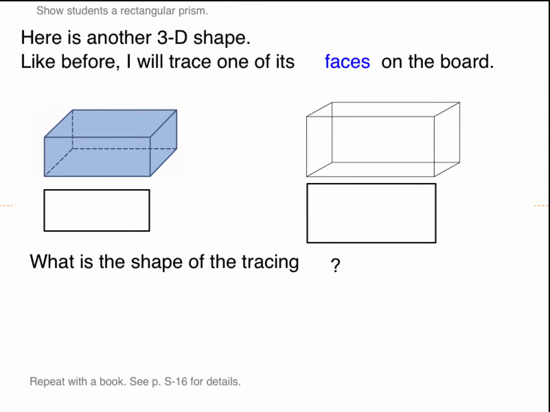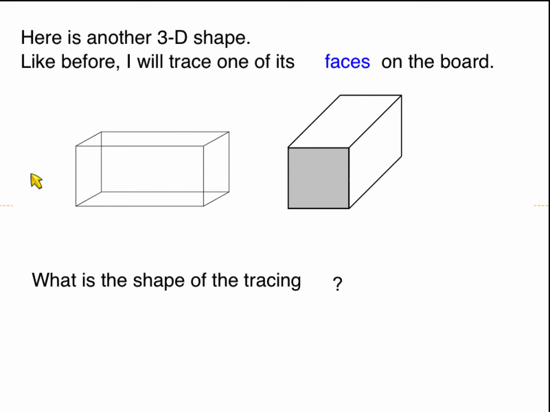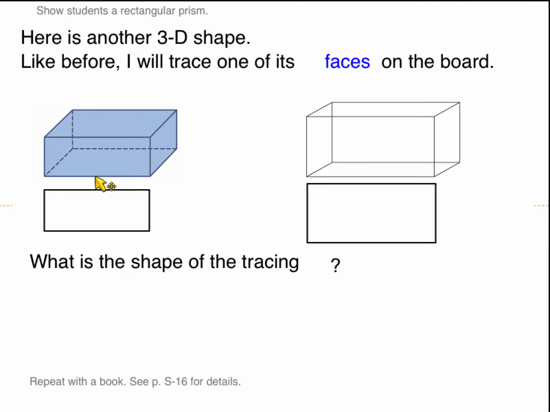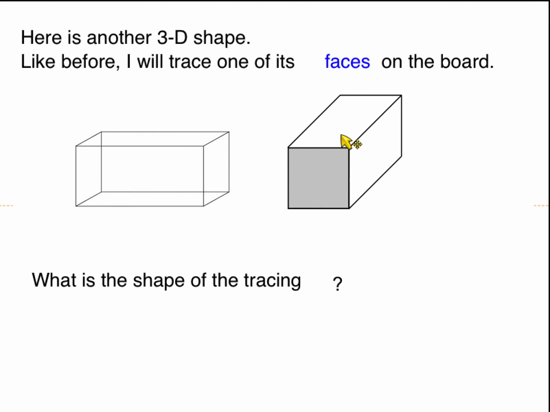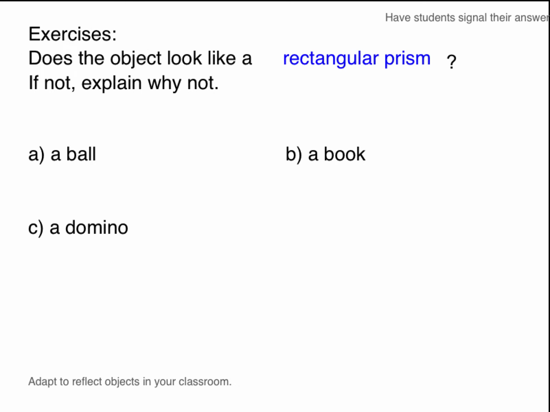But if you look at those sides, this is not a rectangle. It's a square, which is fine. A rectangular prism can have all rectangles, or it can have 4 rectangles and squares on the sides. See? Square. So does it look like a rectangular prism? Does it have rectangle sides? No.